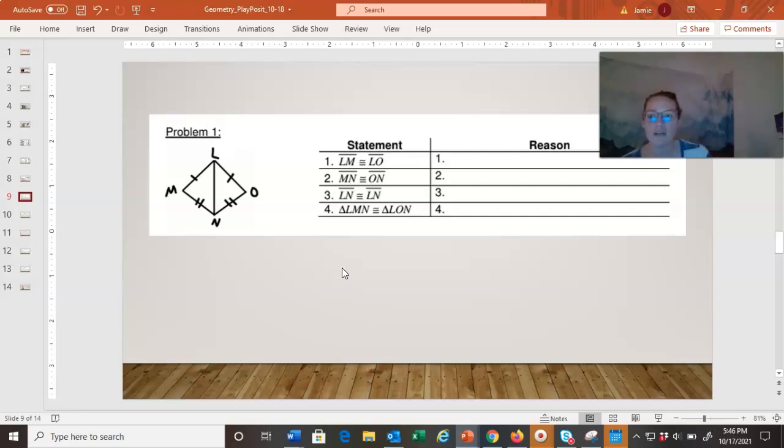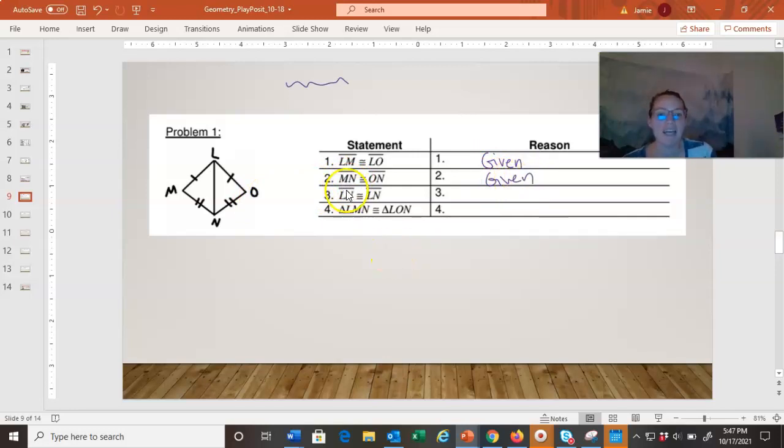So these all, I think most of them have the statements written, so we're going to have to write the reason as to why we were allowed to write them. And they're kind of a little bit different. You can see that these pictures already have markings on them. It says LM is congruent to LO. And that's just given to us in the picture, right? So we would say it's given. Even though they didn't write it as a statement up here, they gave it to us in the picture. So it's the same reason. Similarly, MN and ON is given.